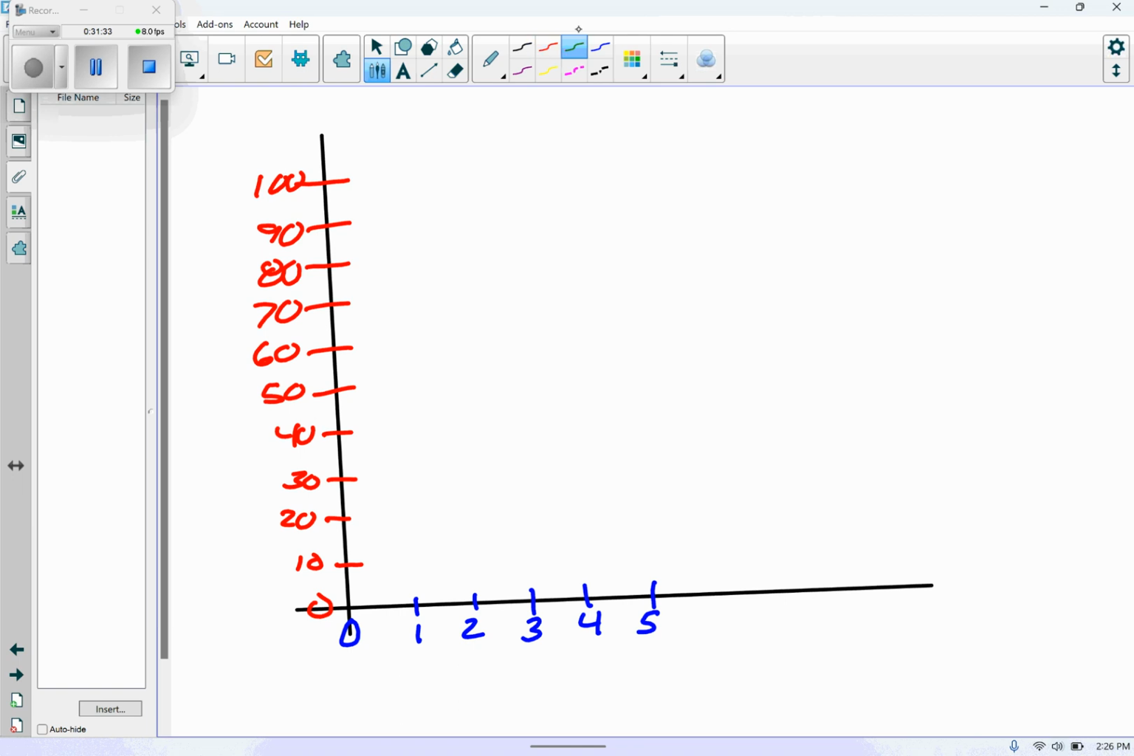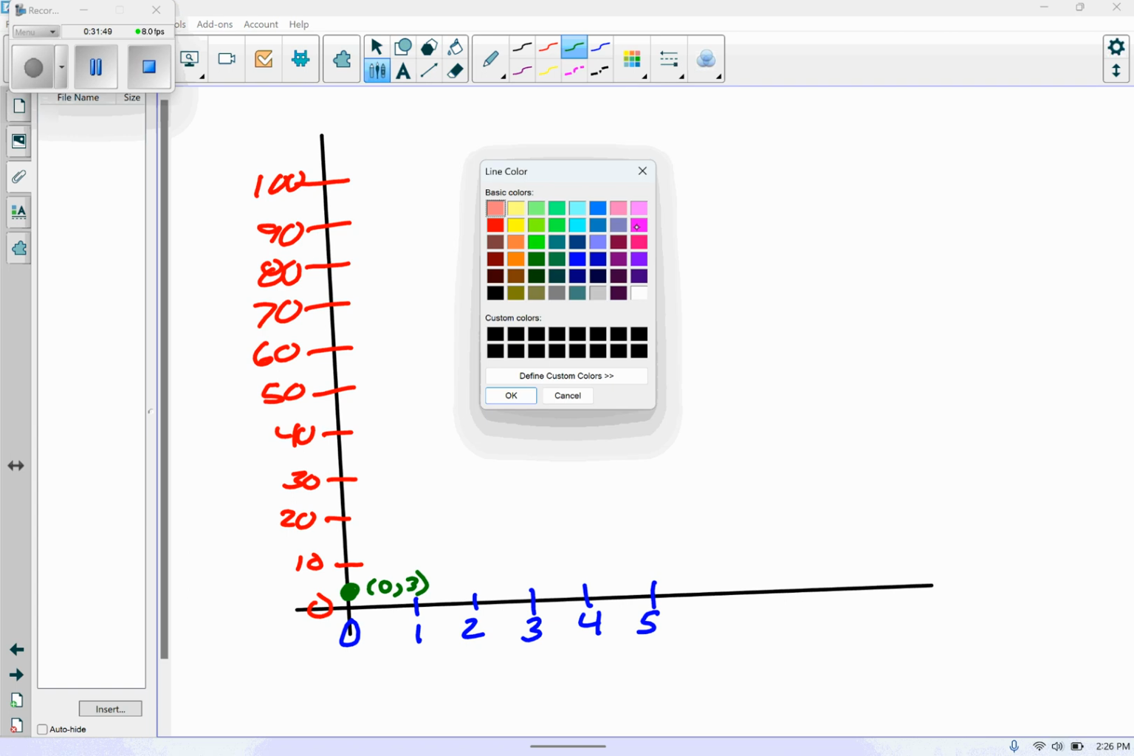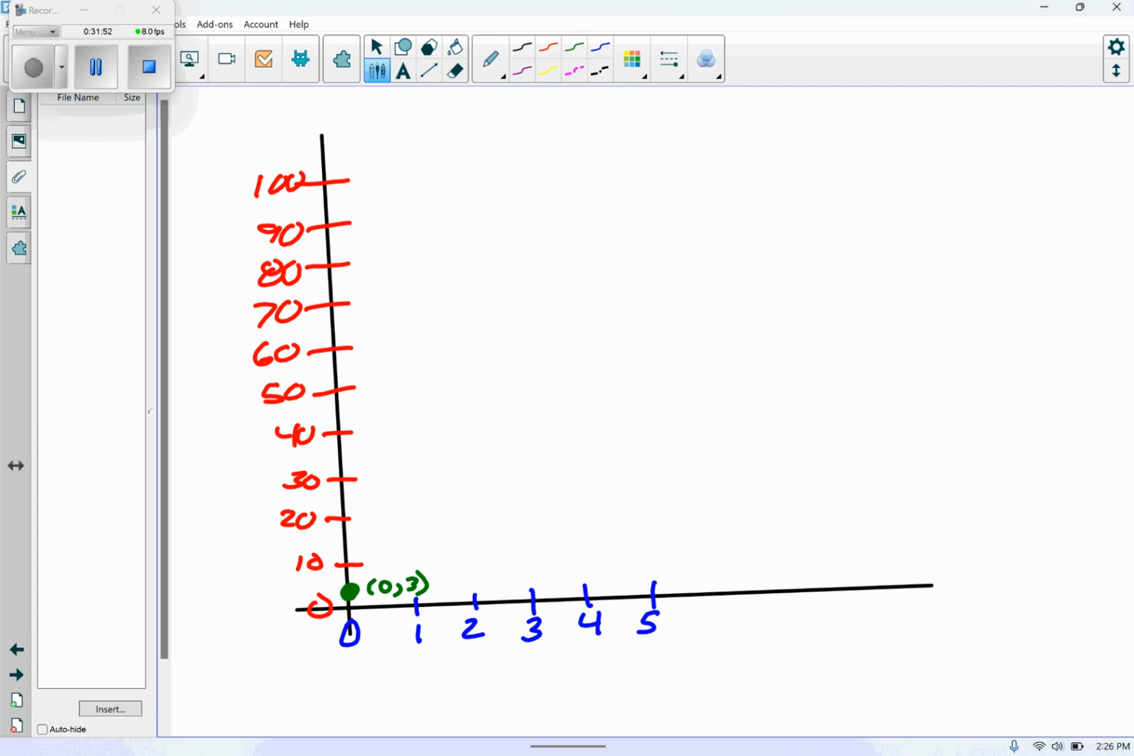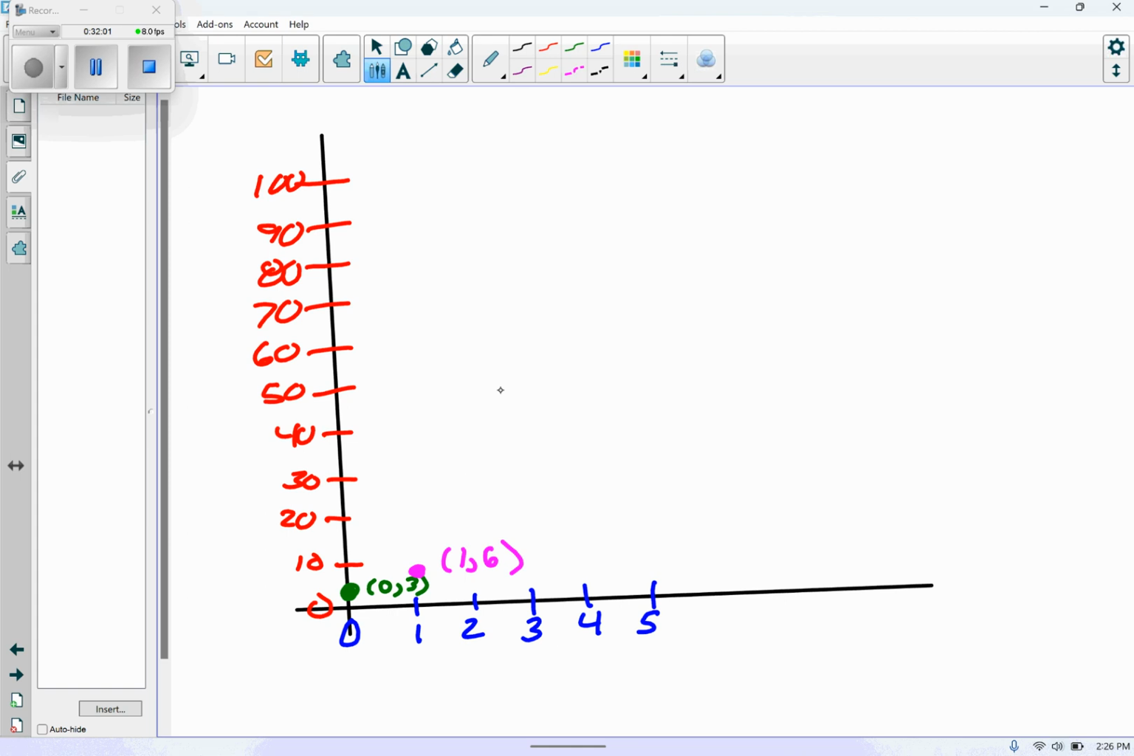So 0, 3 is like right here. And I'm going to write that 0, 3 right next to it. Is that okay? Okay, and then my next one, I have 1, 6. So that's going to be a little bit higher. We're going to change some colors here. Okay, and let's change some more colors. Go to my favorite purple. We have 2, 12. So that's up like here.